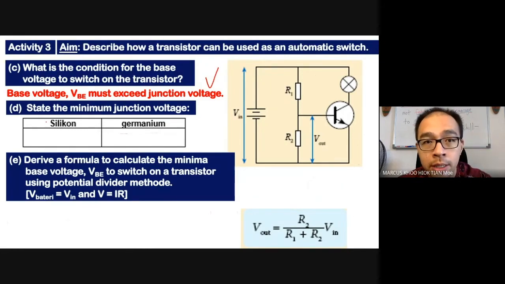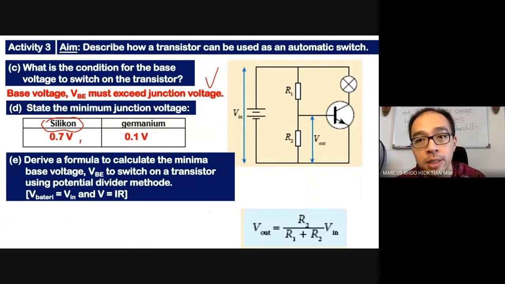The most popular semiconductor is actually silicon. A lot of our electronics, a lot of the things inside your CPU, your laptop, your handphone, every single device that uses semiconductors, are mostly made of silicon, because silicon is cheaper than germanium. But because it is cheaper, the junction voltage for silicon is 0.7 volts. It has a higher junction voltage, which means you need to provide more than 0.7 volts in order for it to work.